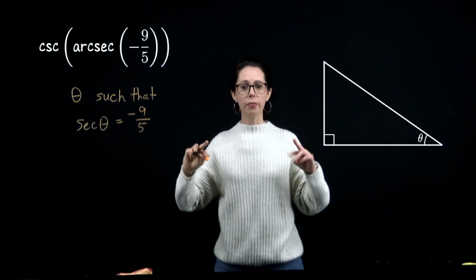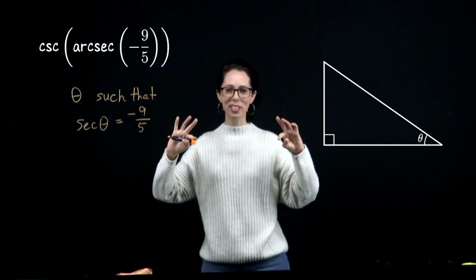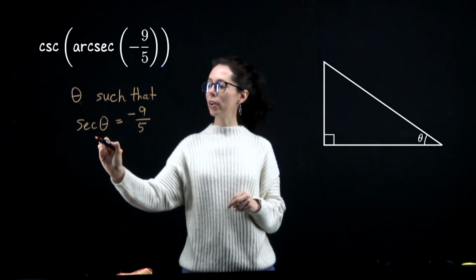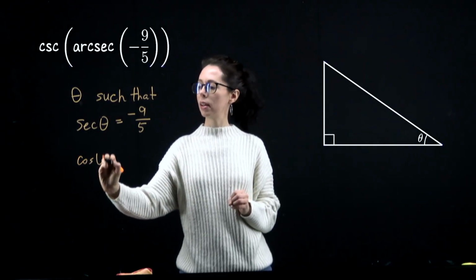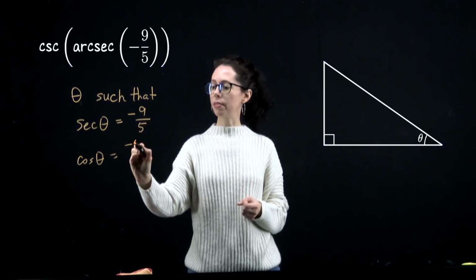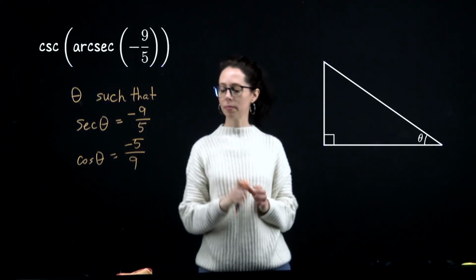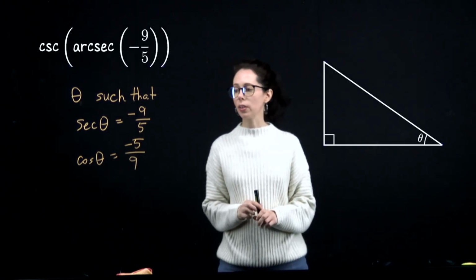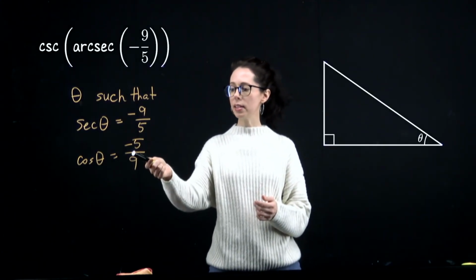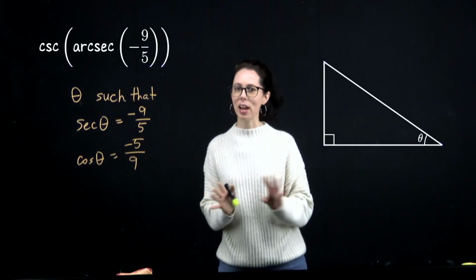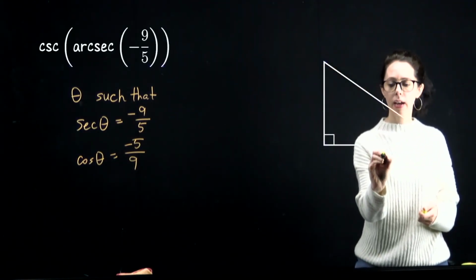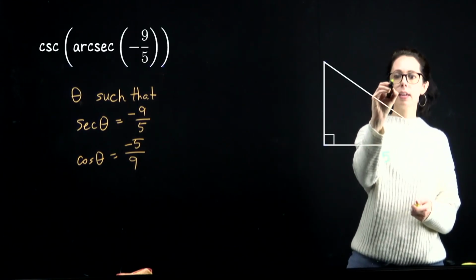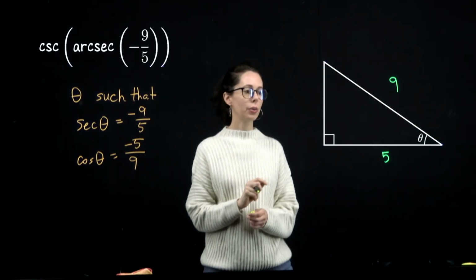And again, if it helps to flip it, just take the reciprocal of each side: 1 over secant of theta is cosine of theta, and this flips to -5 over 9. So with that information, we can fully label the sides of this right triangle. Cosine is adjacent over hypotenuse. Let me just write 5 and 9 for now. We have 5 for the adjacent side and 9 for the hypotenuse.